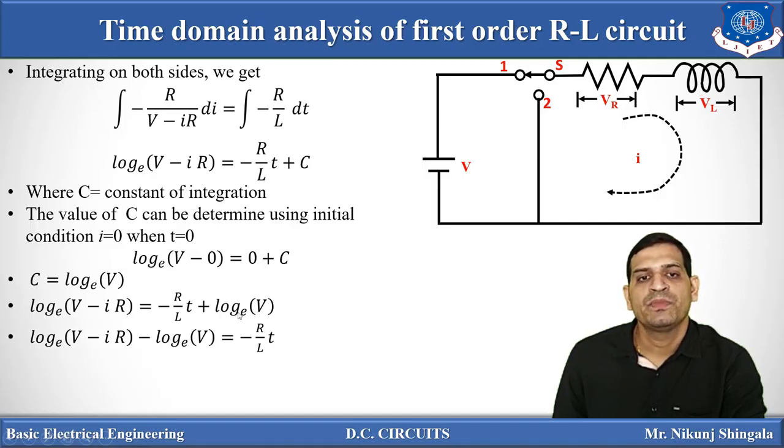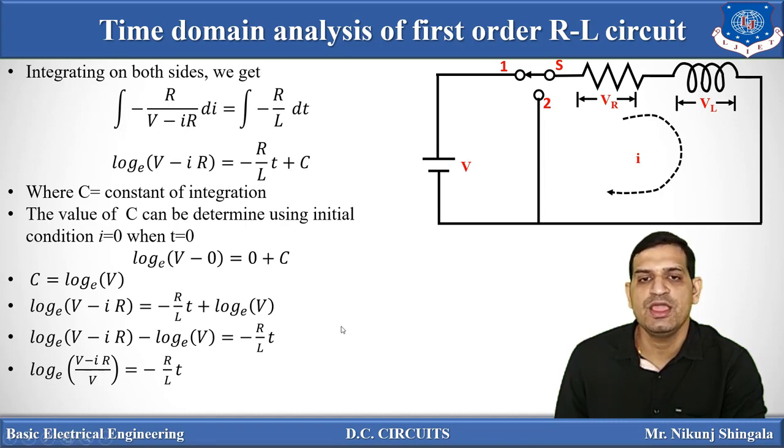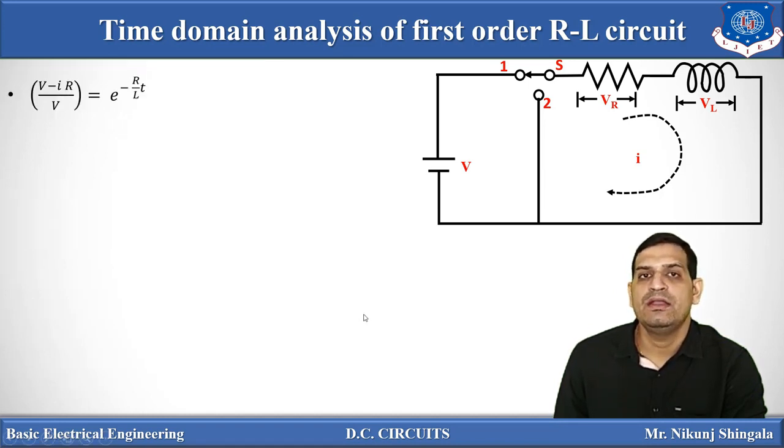Now taking log V to the left hand side, we can write log(V - IR) - log V equal to -R divided by L into t. Now we know log X minus log Y is equal to log of X divided by Y. So we can write log of (V - IR) divided by V equal to -R divided by L into t. Now if we take the antilog on both sides, we get (V - IR) divided by V equal to e to the power of -R divided by L into t. So we can write V - IR equal to V into e to the power of -R divided by L into t.